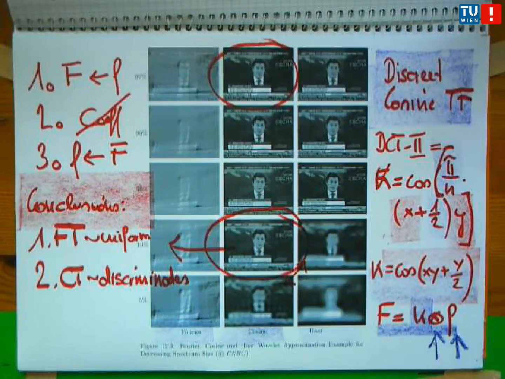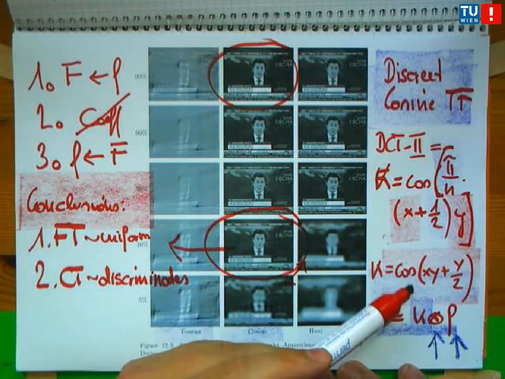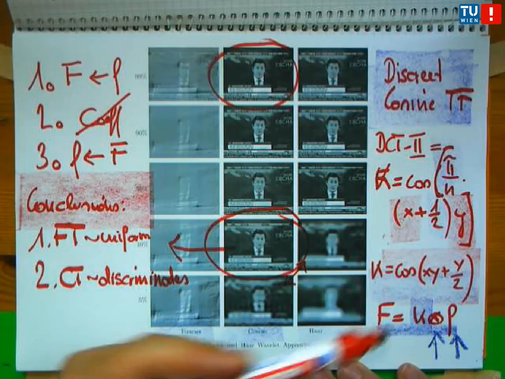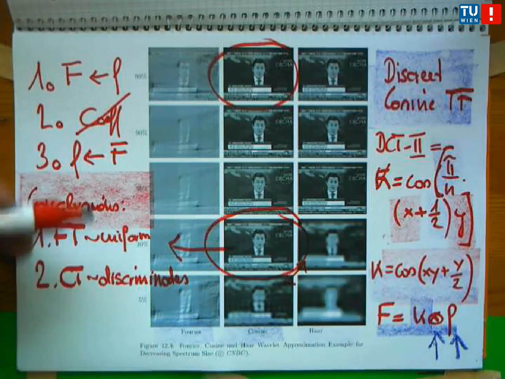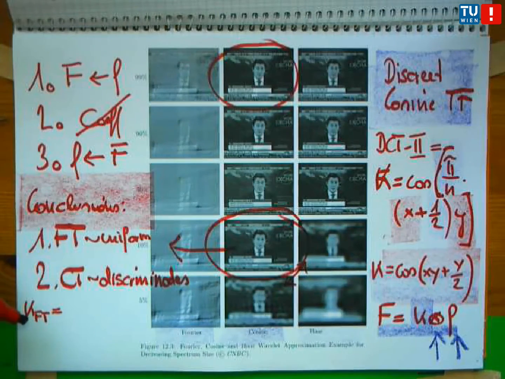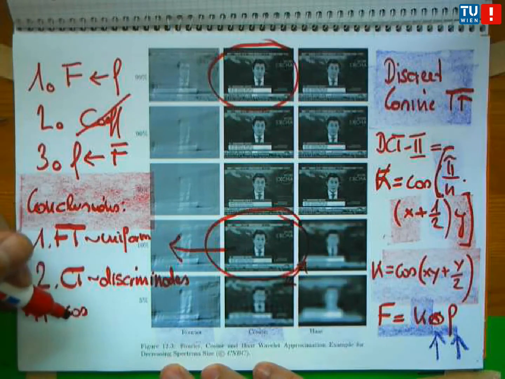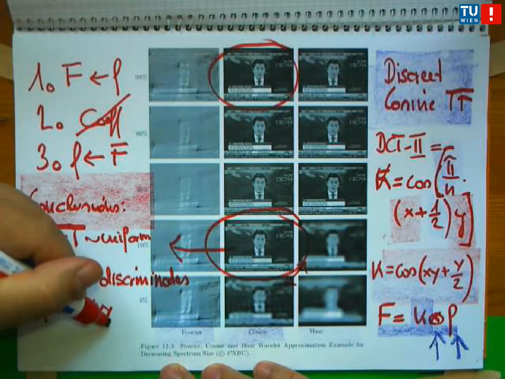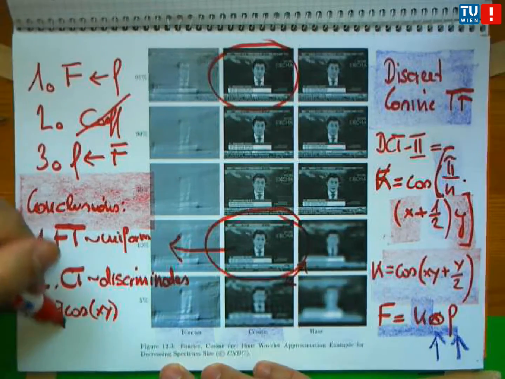In the Fourier case, it is this function. In the cosine transformation case, it is this function. Here in this Fourier transformation, we employed the magnitude.